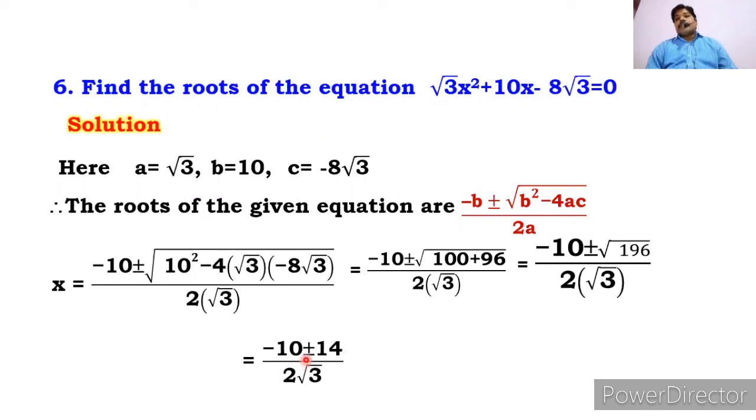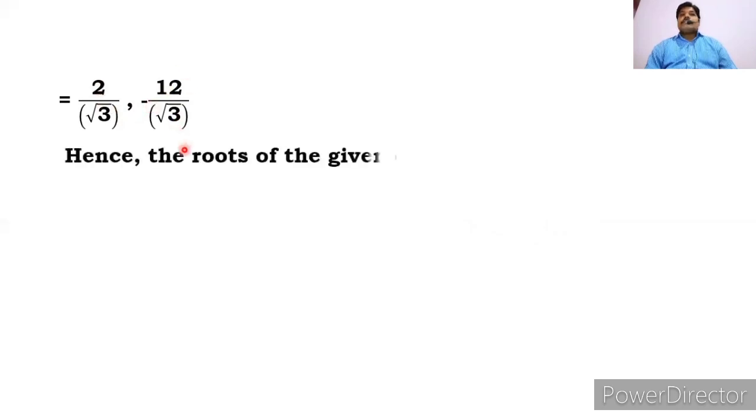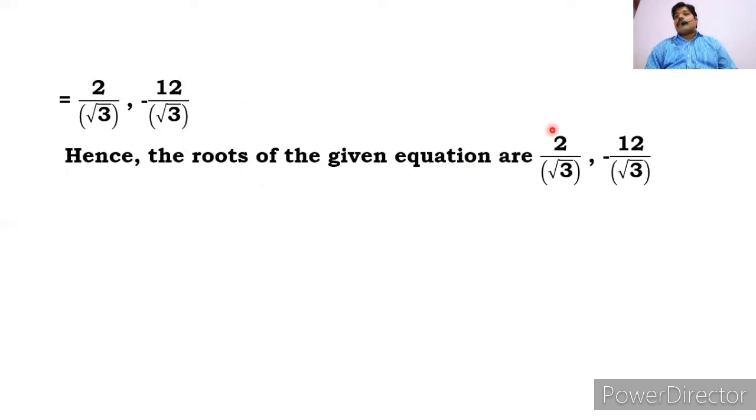One time take the plus and one time take the minus. So we get 4 / 2√3 and −24 / 2√3. You can cancel the values here: 4 and 2 cancel, and 2 cancels in −24, giving −12. So you get 2/√3 and −12/√3. Hence the roots of the given equation are 2/√3 and −12/√3.